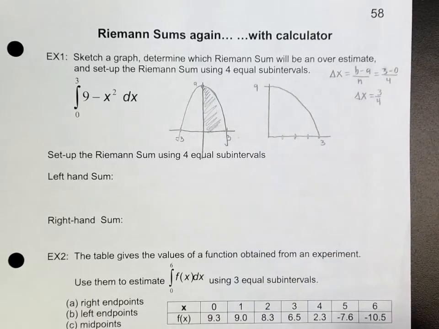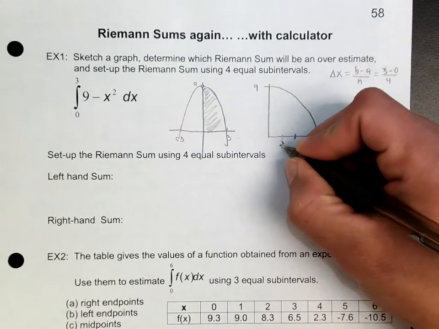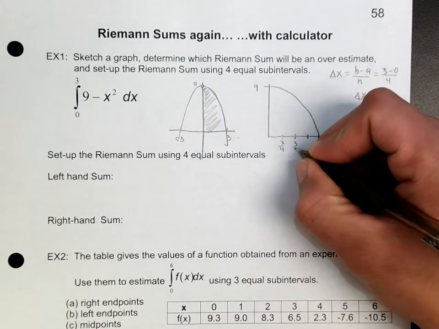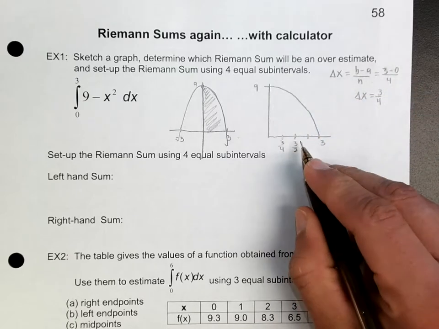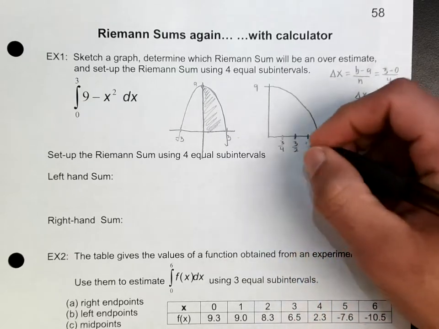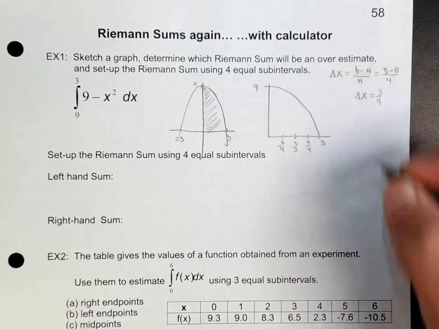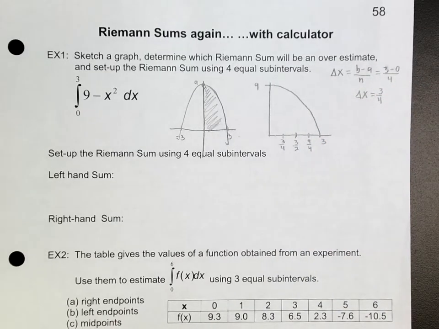Which means that this would be 3/4. This would be 3/2, because if you add 3/4 and 3/4, that gives you 3/2. And then if you add that, you have 9 over 4. Okay, so that is what you have there.